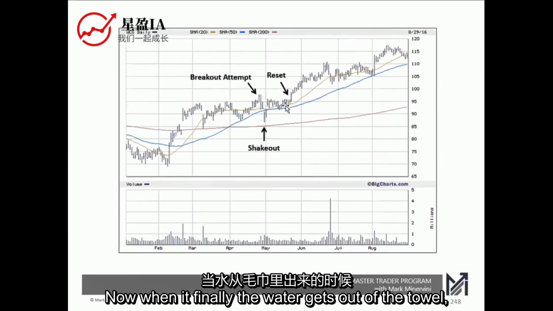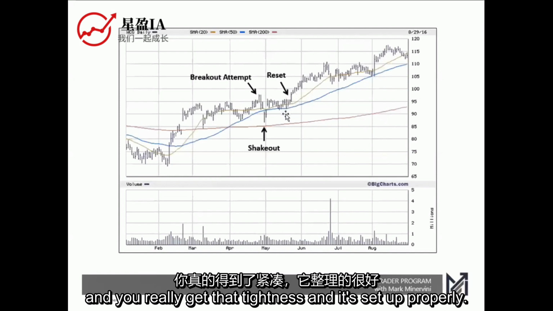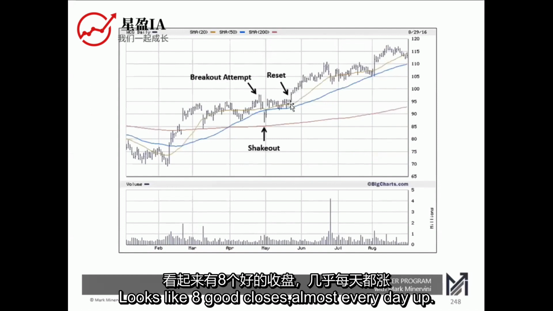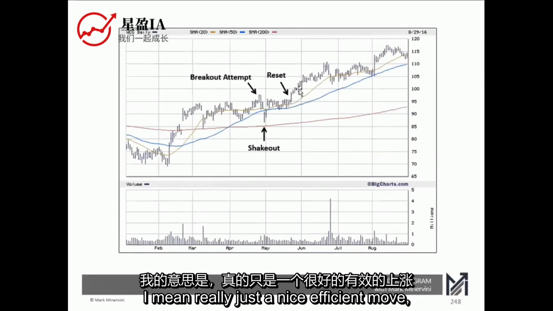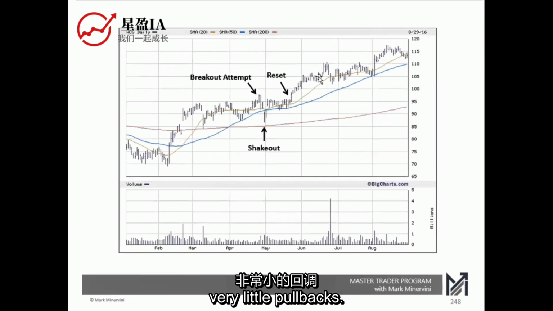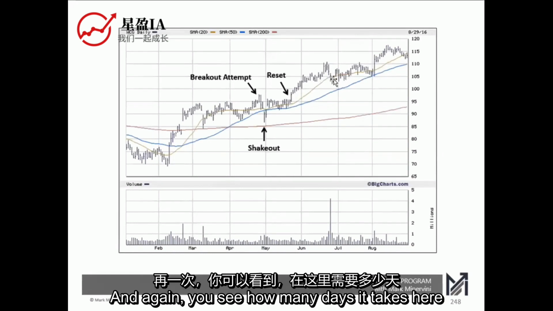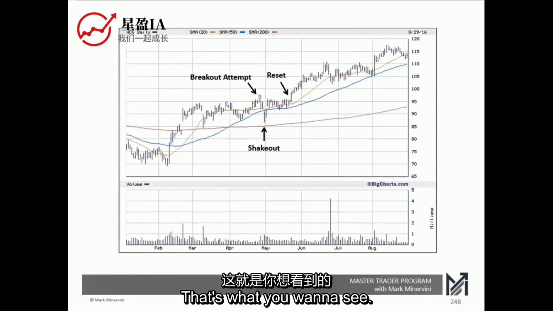Now when it finally, the water gets out of the towel and you really get that tightness, and it's set up properly, now you get 1, 2, 3, 4, 5, 6, looks like 8 good closes, almost every day up. I mean, really just a nice, efficient move, very little pullbacks. You get some tennis ball action right away. And again, you see how many days it takes here, and then wham, right back into new high ground. That's what you want to see.